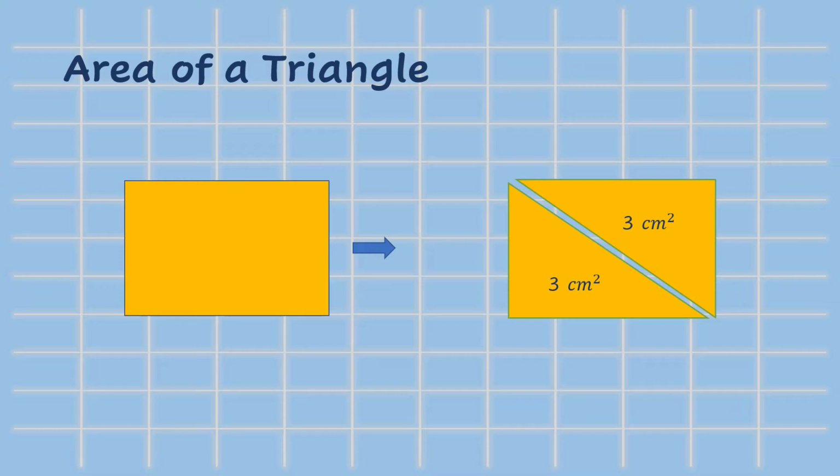To understand the area of a triangle, we'll use the same concept. Here you see a rectangle with the area 6 centimeters squared. If I cut this rectangle into two halves diagonally, I get two equal triangles. And since these triangles are half of this rectangle with the area 6 centimeters squared, each triangle has the area 3 centimeters squared. It means that the area of the triangle will be half the area of this rectangle.